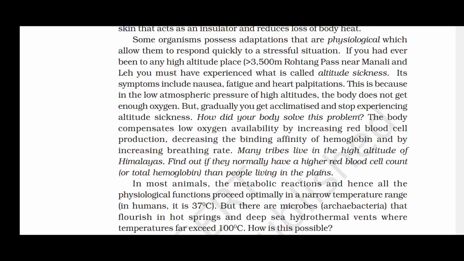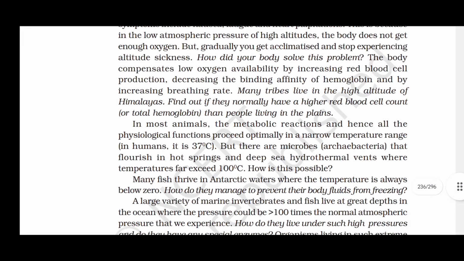Find out if they normally have a higher red blood cell count or total hemoglobin than people living in the plains. In most animals, the metabolic reactions and hence all the physiological functions proceed optimally in a narrow temperature range. In humans, it is 37 degrees Celsius. But there are microbes, archaebacteria, that flourish in hot springs and deep sea hydrothermal vents, where temperatures far exceed 100 degrees Celsius. How is this possible?